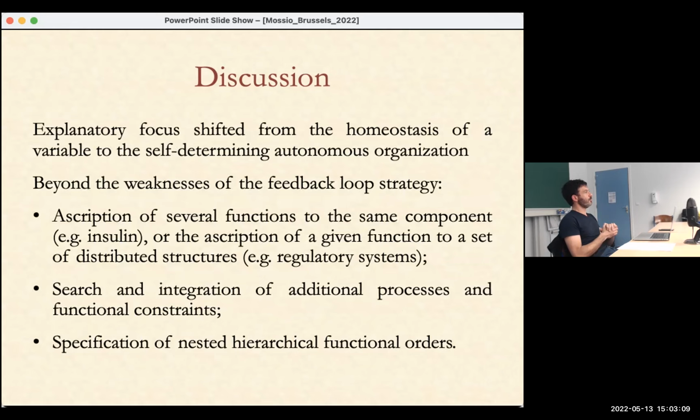Do we make some progress with respect to the weaknesses that I was mentioning? Well, it becomes complex, but it is quite normal to ascribe several functions to the same component. Insulin is in many second order and third order constraints. So you can multiply the relations because you have this soft guidance given by the hierarchy. Or ascribe a given function to a set of distributed structures. The regulatory system implies different entities that must be coupled. And given that you are locating a capacity within the organism, it is natural for a modeling strategy of this kind to search for more functions and integrate them in the model, because it is perfectly obvious that this is a very abstract representation.